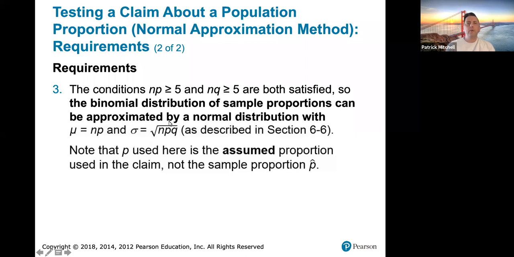And finally, we have this requirement that np and nq both have to be at least 5, which means that the binomial distribution of sample proportions can be approximated by a normal distribution whose mean is np and whose standard deviation is the square root of npq. Notice that p is the assumed population proportion, not the sample proportion. It's easy to get those mixed up.